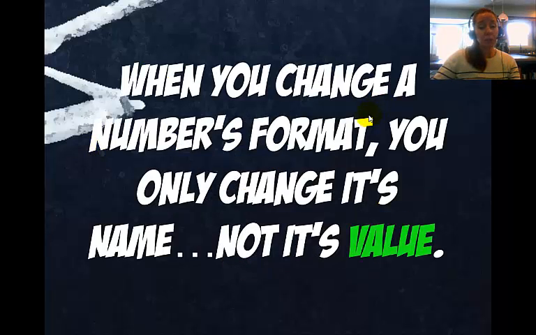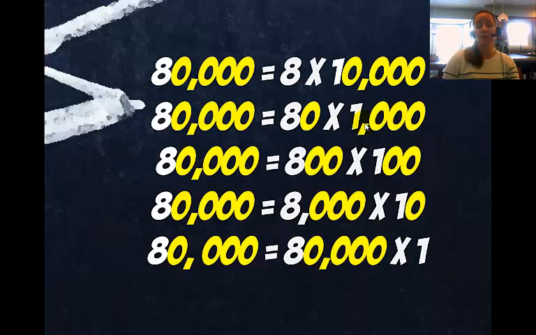When you change a number's format, you're only changing its name, not its value. That happens all the time in math. I tell my students all the time that it's a change in the name, not the value. So keep that in mind. We always tweak numbers to make them work for us so that we can make our math problems a little easier to solve. So let's take a look at these names for 80,000.